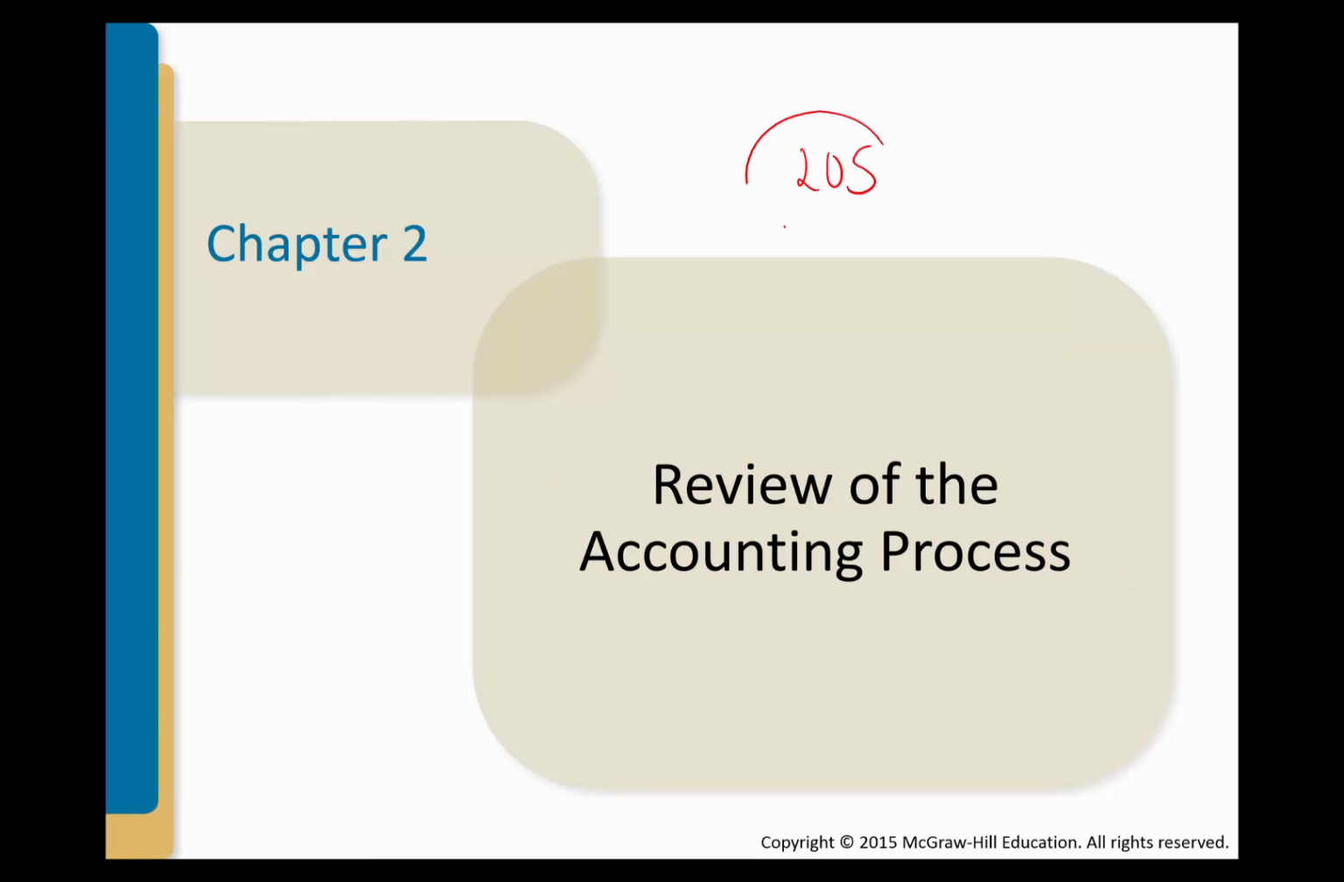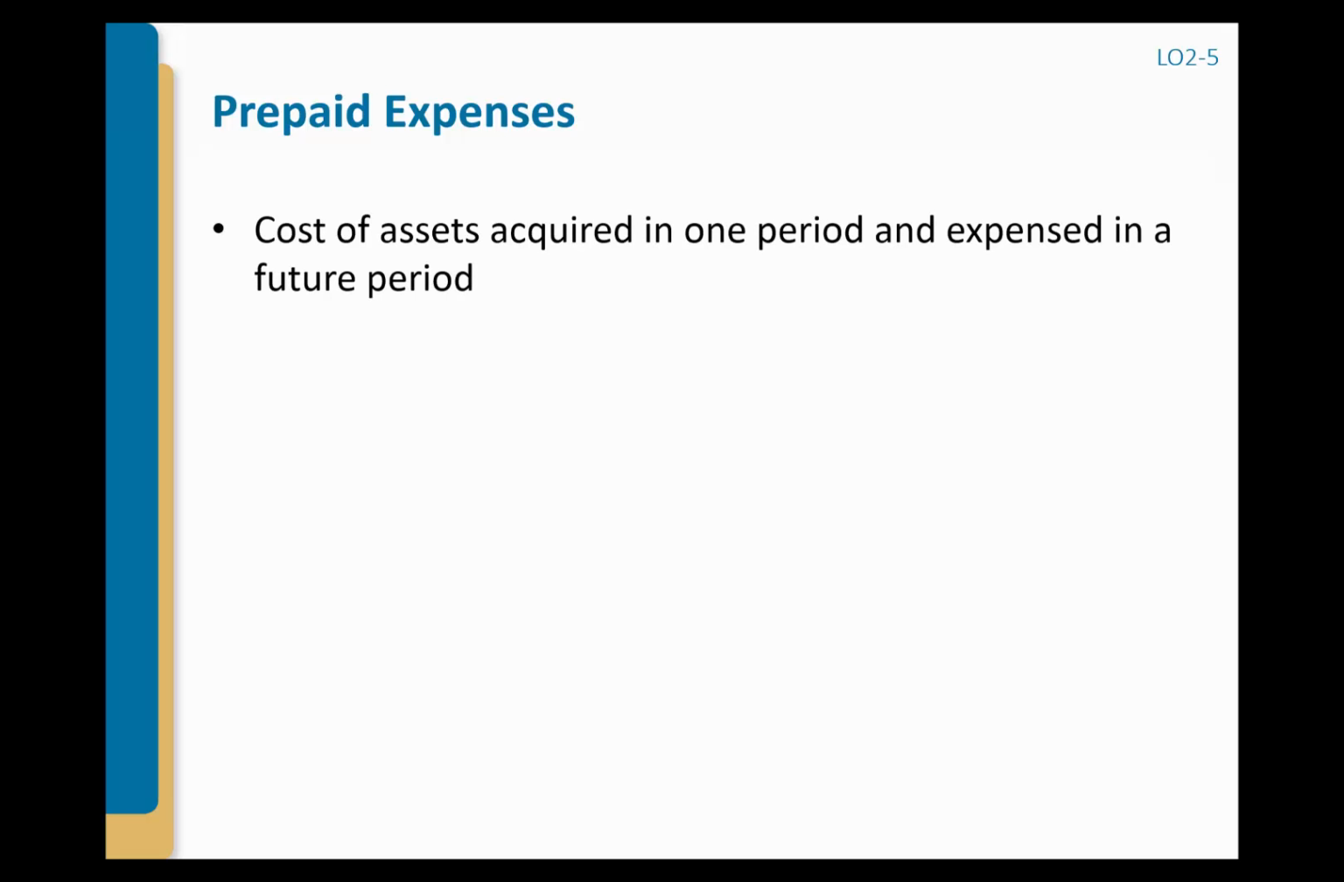In this lecture, we're going to cover Learning Objective 5. We finished our Learning Objective 4, noting adjusting entries such as prepaids, accruals, and estimates. We're going to continue our discussion of prepaids.